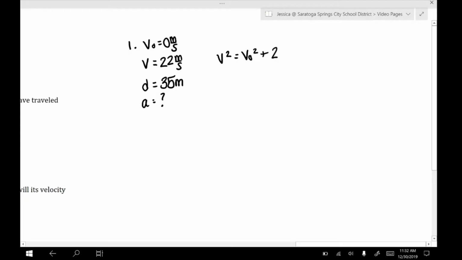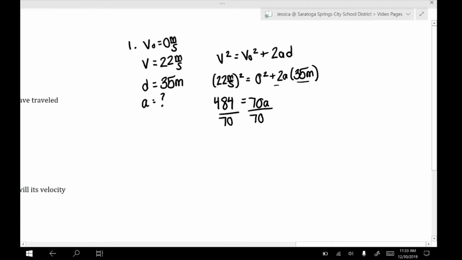which is v final squared, or the final velocity squared, is equal to the initial velocity squared plus 2ad. So the final velocity is 22 meters a second. Initial velocity is 0. I'm looking for the acceleration, and the distance is 35 meters. So we're going to square the 22 before moving forward, which is 484. Remember, adding 0 to anything doesn't do anything, so this could become 70a because the 2 and the 35 can combine. I divide both sides by 70. And I get an acceleration of 6.91 meters a second squared.